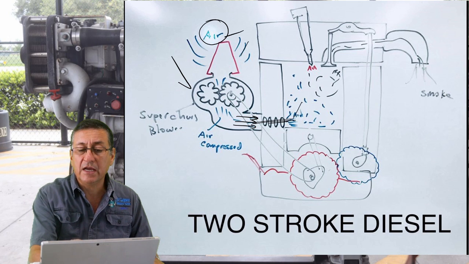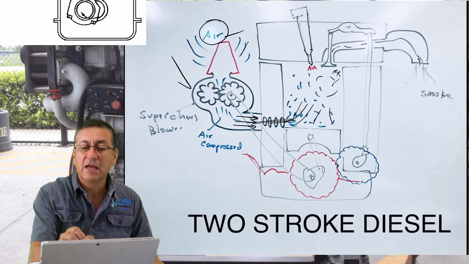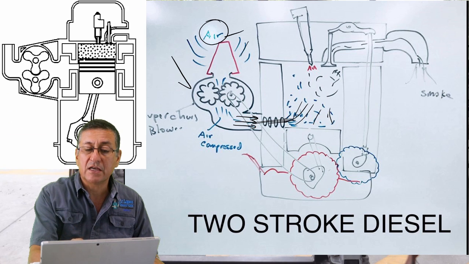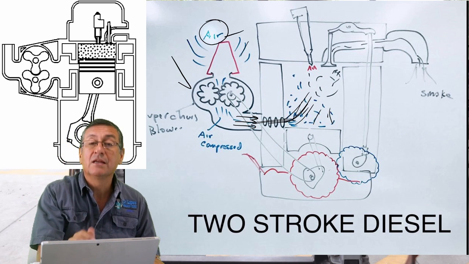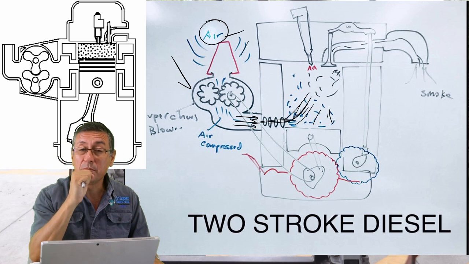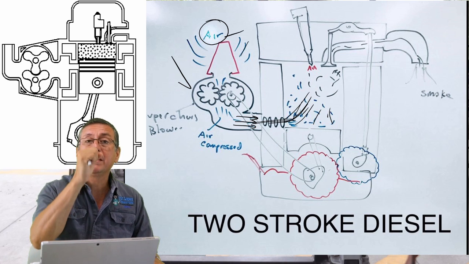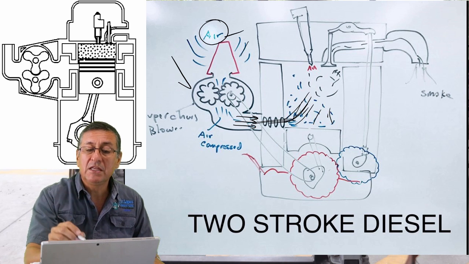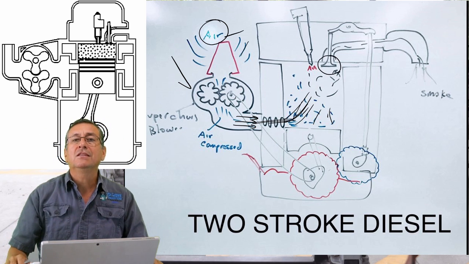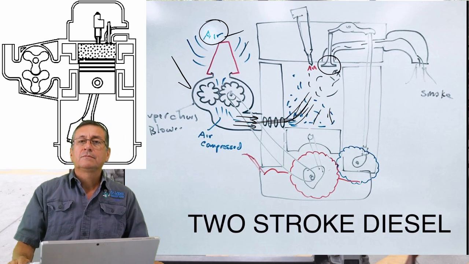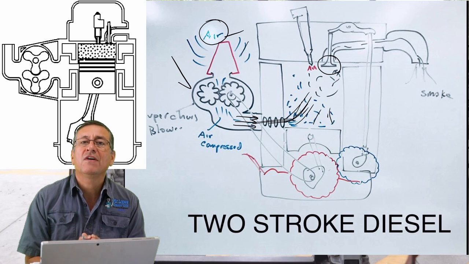And right now the air enters here, because the piston has reached the bottom dead center, the bottom. In the moment that the piston reaches the bottom, immediately the exhaust valve opens. Yes, the two-stroke diesel engines only have exhaust valves.